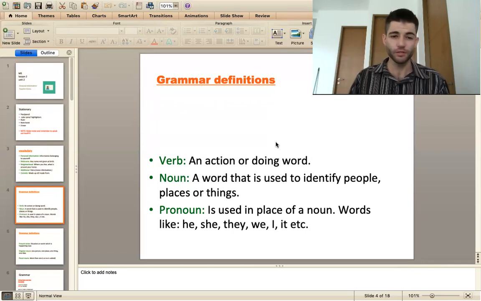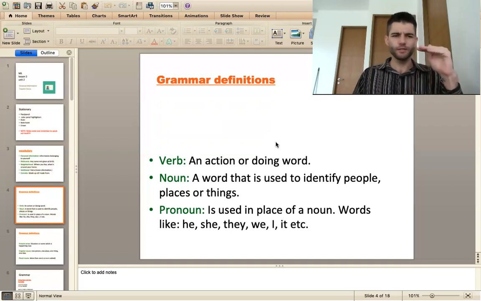So today we're going to focus a little bit more on our pronouns. So what is a pronoun? Let's see here. It says, it's used in place of a noun. Words like he, she, they, we, I, it. So these are just basic pronouns. There are many, many pronouns.